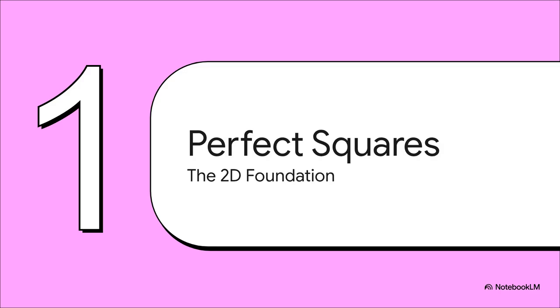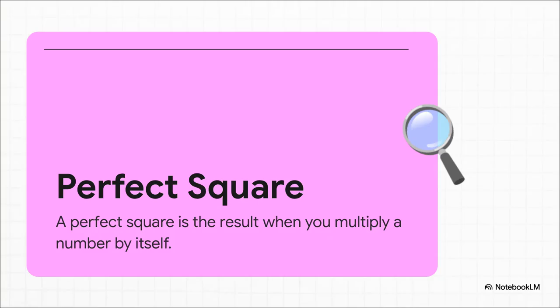So we're going to start our dimensional journey in 2D with the simple, really elegant power of squares. This is the foundation for everything else we're going to cover. So what even is a perfect square? Well, it's pretty simple. It's just the number you get when you multiply any whole number by itself.